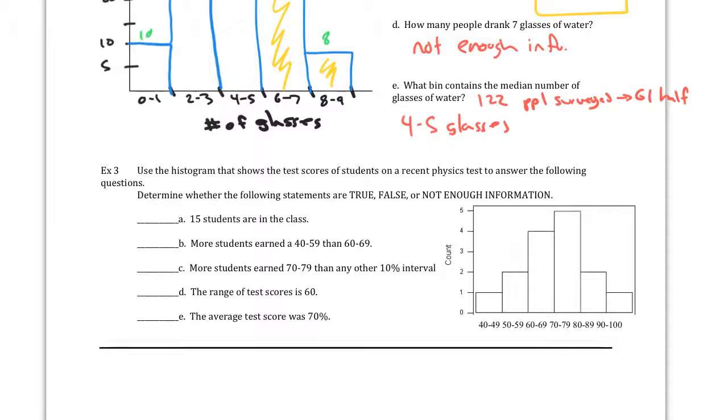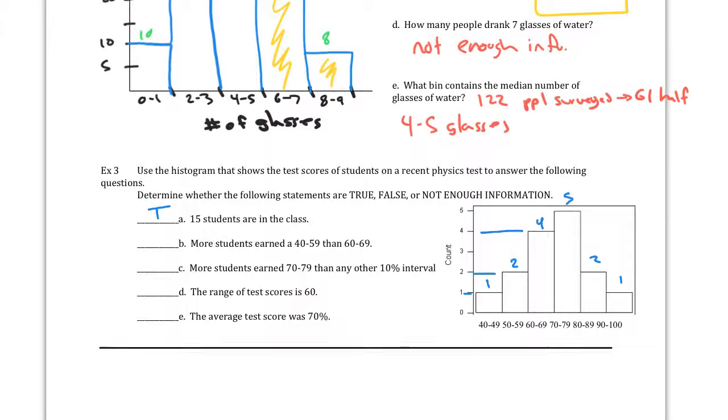Well, part A, 15 students are in the class. To help me answer this, I'm going to label the histogram for myself. So the first bin has 1 student, and then 2 students, and then 4 students. I'm looking at where the y-axis hits the bin. Then 5, 2, and 1. And if you add those all up, that's 15, I think, right? 1, 2, 7, 12, 3, 15. So 15 students are in the class, so that one's true.